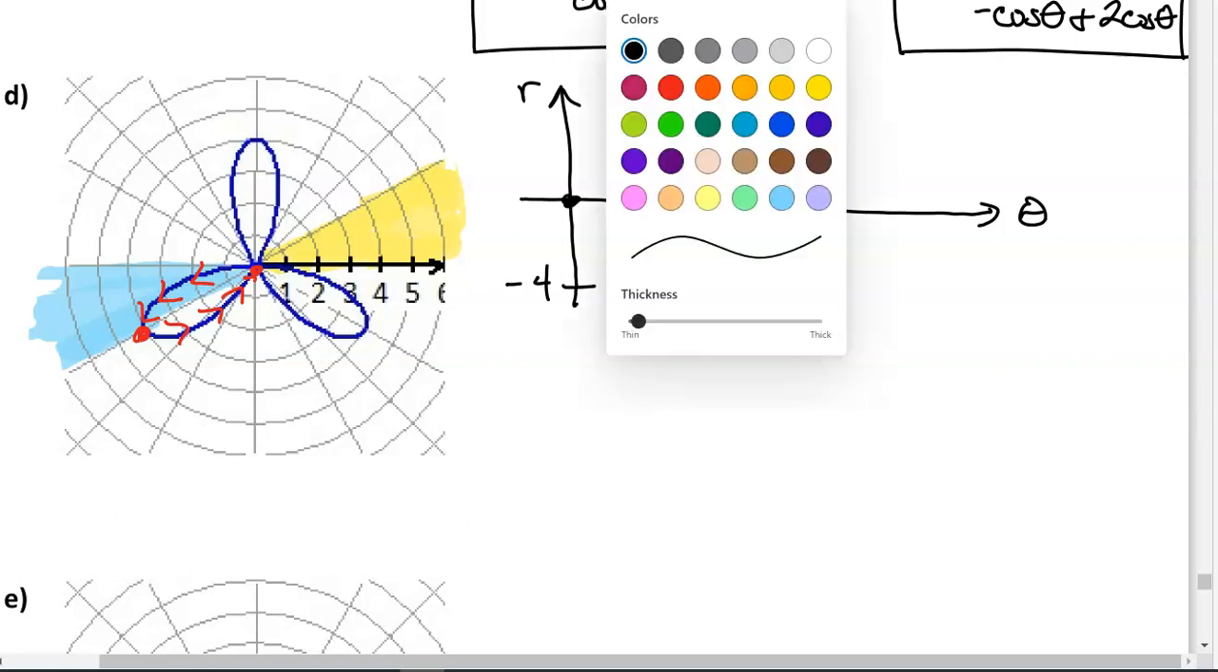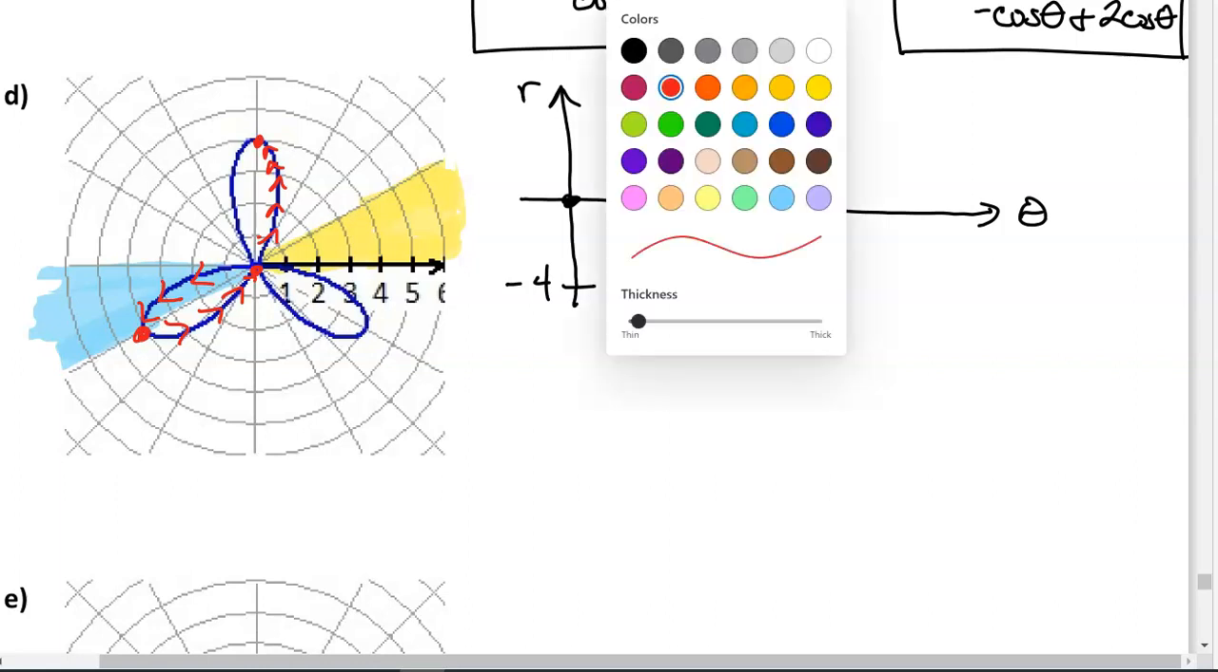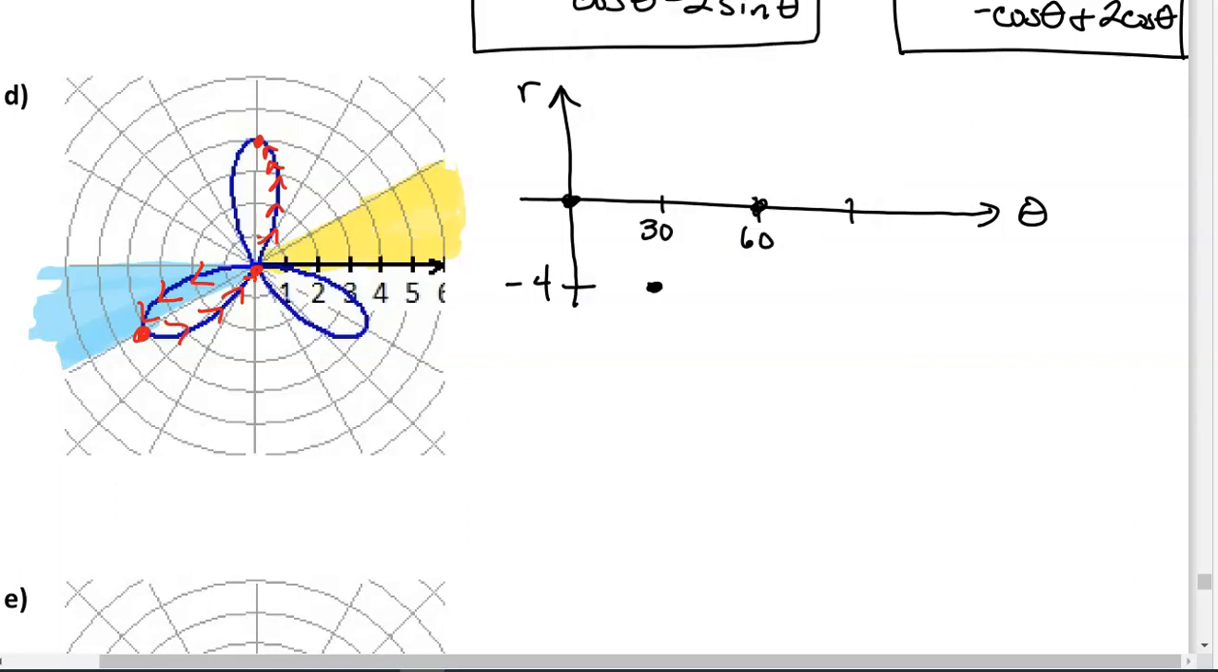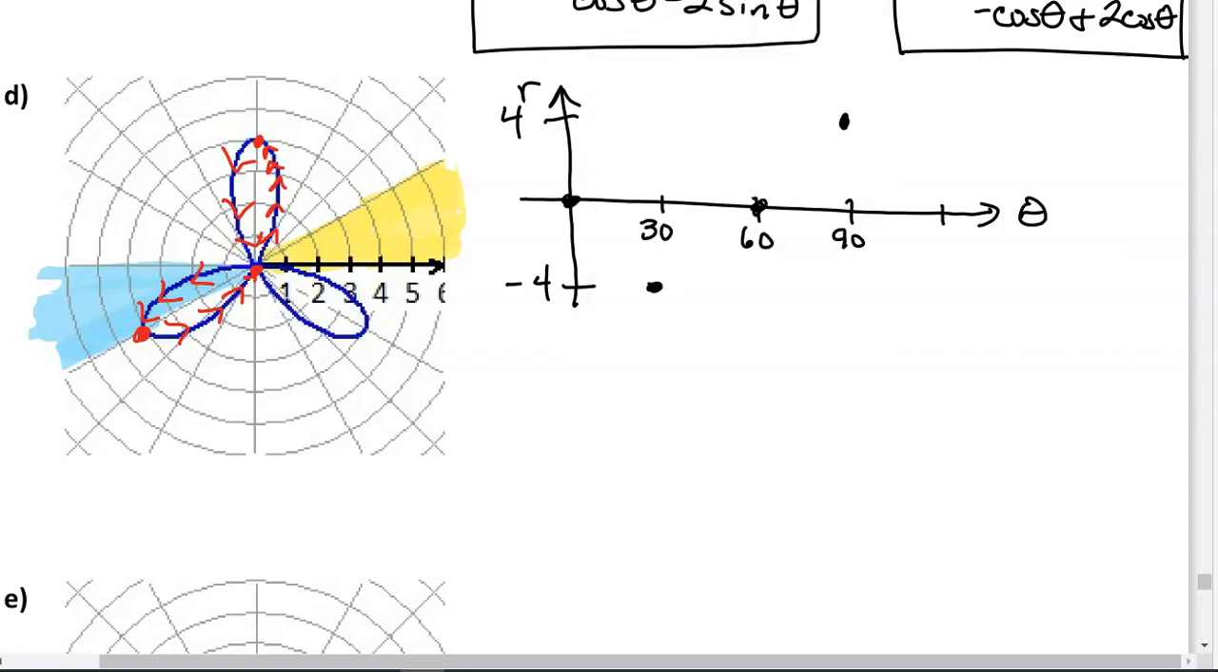And then let's continue tracing the graph. From there, the graph heads back into quadrant 1. That means that R became positive again. So between 60 and 90, the R values increased to +4. And then, again, I'm just going to hazard a guess here that it's going to be 120, or 30 degrees later, where R returns back to 0.